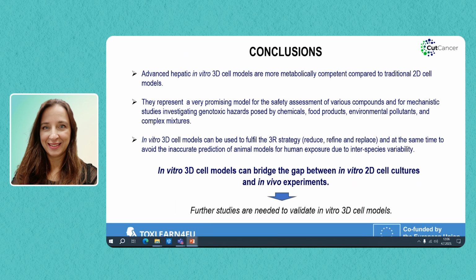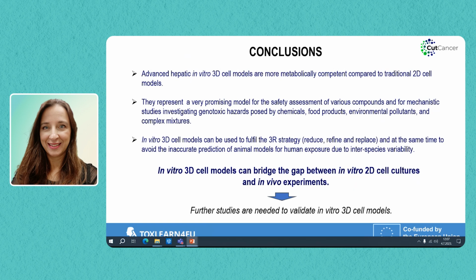So at the end, just to conclude, these advanced hepatic in vitro 3D cell models are very metabolically competent if we compare them to traditional 2D models. And they represent a very promising model for the safety assessment of various compounds. We can use them also for mechanistic studies, investigating genotoxic hazard posed by chemicals, food products, environmental pollutants, and also complex mixtures, which are an important topic to study because humans are not exposed to single compounds, but to complex mixtures in everyday life.